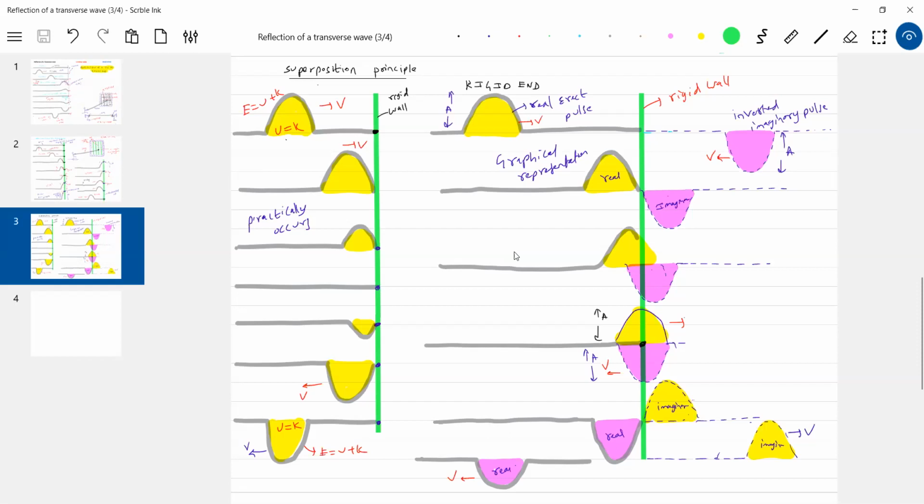Similarly, sir, can you show any graphical method to predict the shape of the rope for a free end, for reflection at the free end? Yes, we have that one.